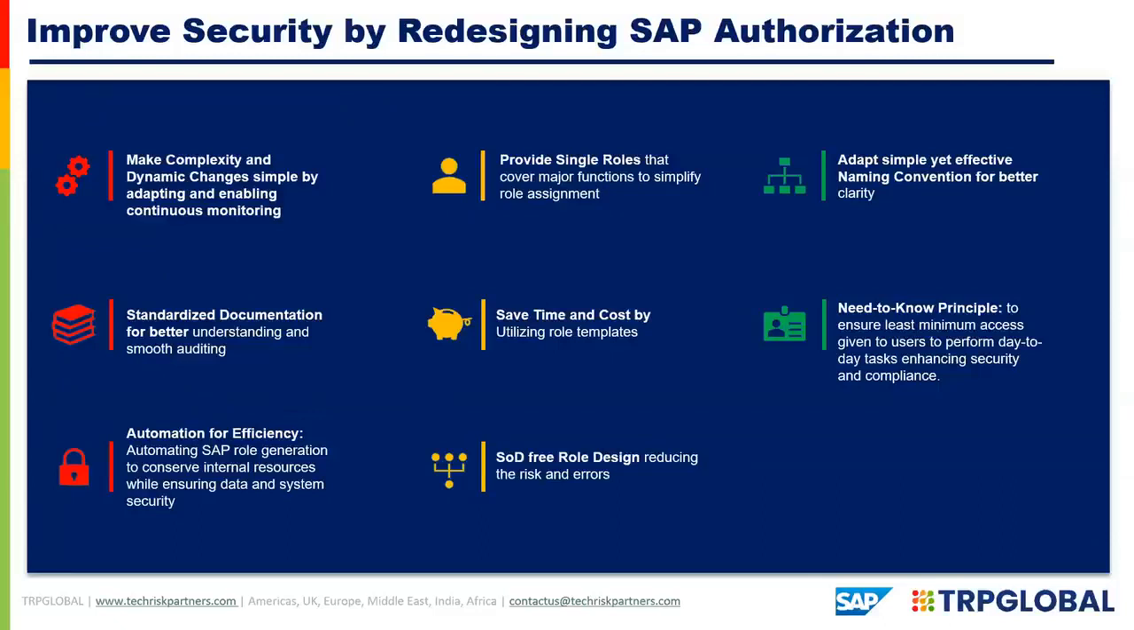Okay. The activities that we discussed in the previous slide also help us in improving security while redesigning the roles, or while redesigning the entire authorization model at the customer end. And how do we get value out of it? We make the complex solutions simple by adapting and enabling the continuous monitoring process that I talked about. Like we start the agile methodology and we do it from step 1 itself. Then it is very important for us to provide single roles, which means a business role specific or business title specific role to the user, which are SOD free.